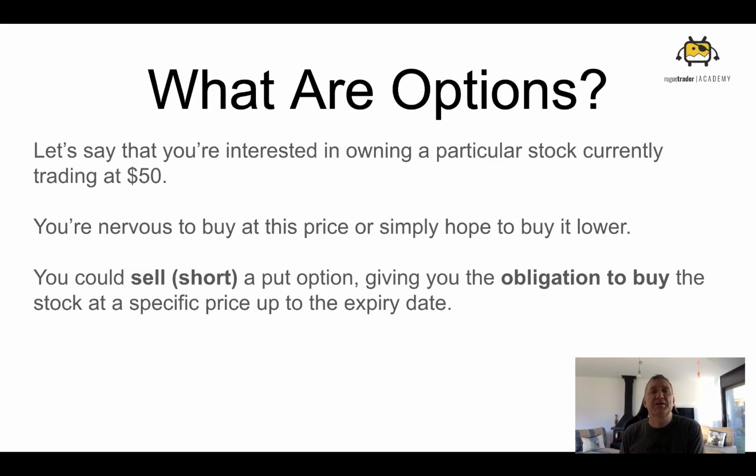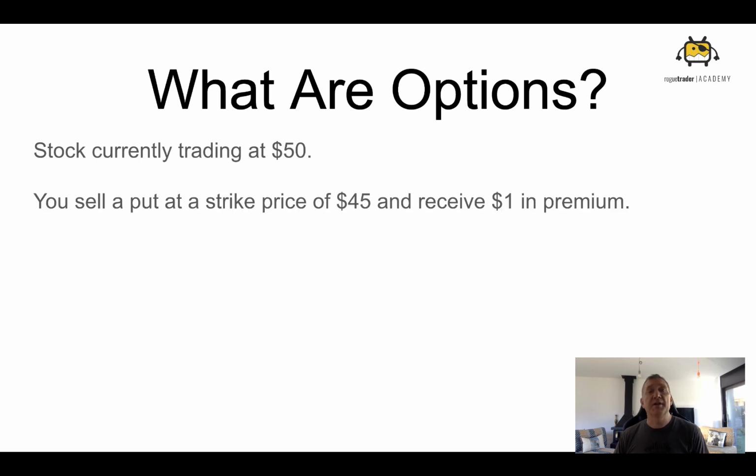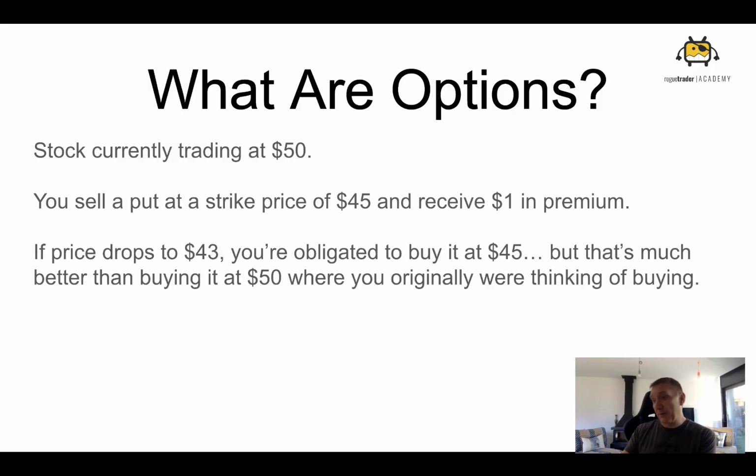What you could do is you could sell a put option, maybe short a put option, giving you the obligation to buy that stock at a specific price up to a certain period in time, up to the expiry date. So the stock is currently trading at $50, for example. You sell a put at a strike price of $45 and you receive $1 in premium. Remember, whenever you sell anything, you get that money up front, just like the insurance company. If the price drops to, let's say, $43, well, you're obligated to buy it at $45.